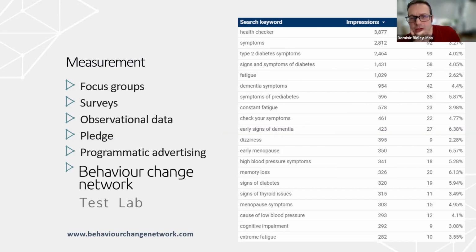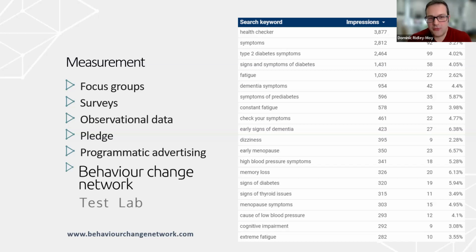Also, I'll hand over to John Paul in a second to talk about programmatic advertising, which is a really good way to use lots of different channels to launch and run lots of different adverts and campaigns and graphics and all that kind of thing.